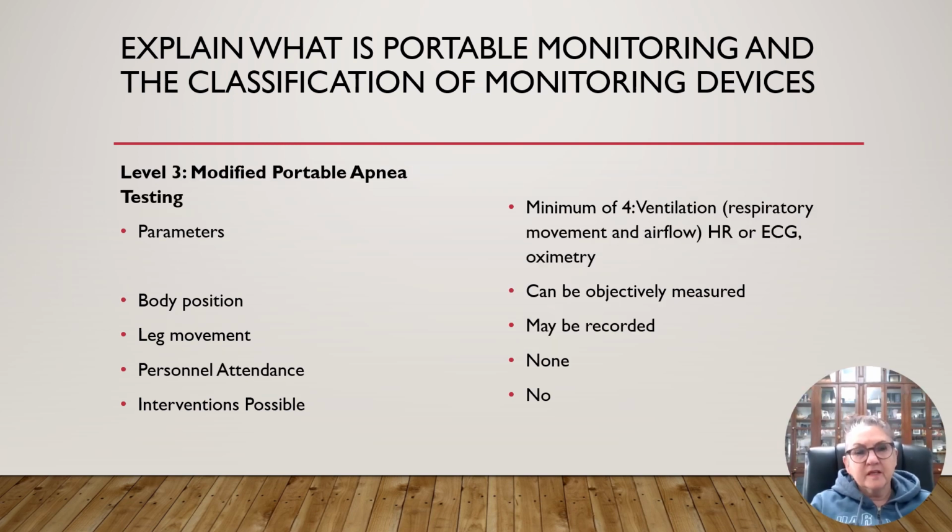I'm going to outline the next level, which is level 3, the modified portable apnea testing. The parameters include a minimum of 4: ventilation, which can be respiratory movement and airflow, heart rate or EKG, and oximetry. Body position can be objectively measured. Leg movement may be recorded. Personal attendance is none, and intervention possible, there's none available. These are considered at home testing.